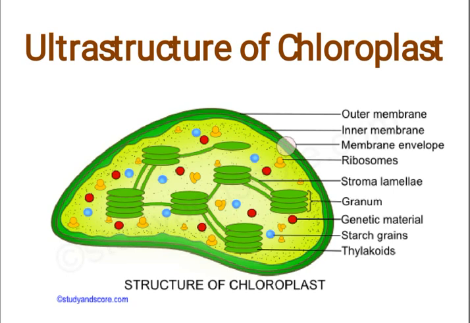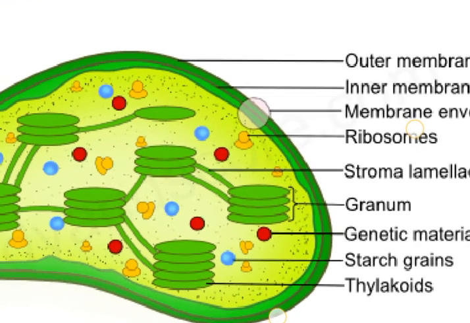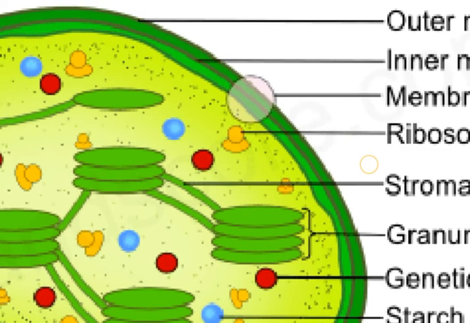In the next slide, we will see ultrastructure of chloroplast. So, students, chloroplast is extremely small and we cannot see the structure of chloroplast in a normal microscope. For the purpose of viewing ultrastructure of chloroplast, we need to use electron microscope. So this is the diagram or photomicrograph of ultrastructure of chloroplast, in which you can see the chloroplast is made up of outer membrane and inner membrane.